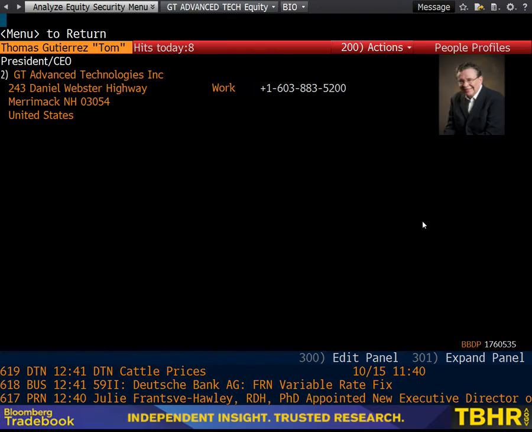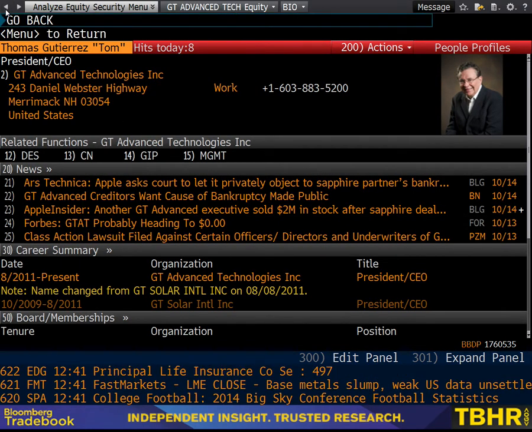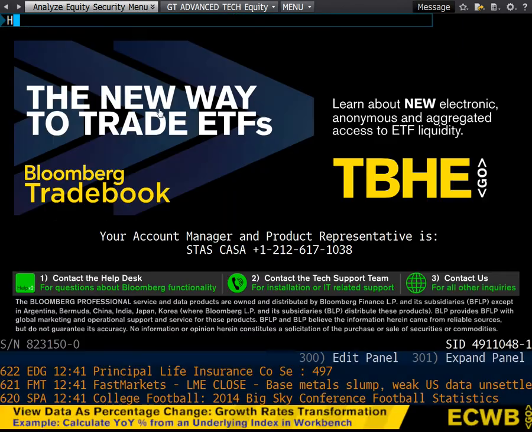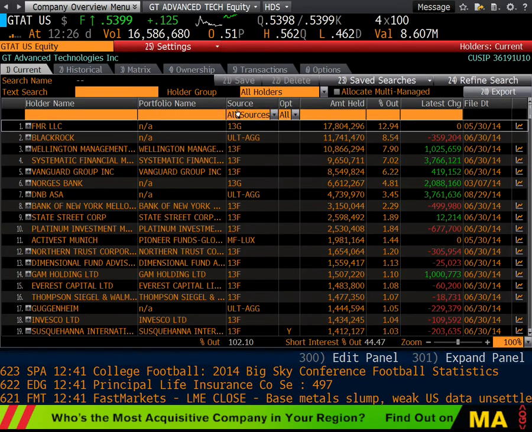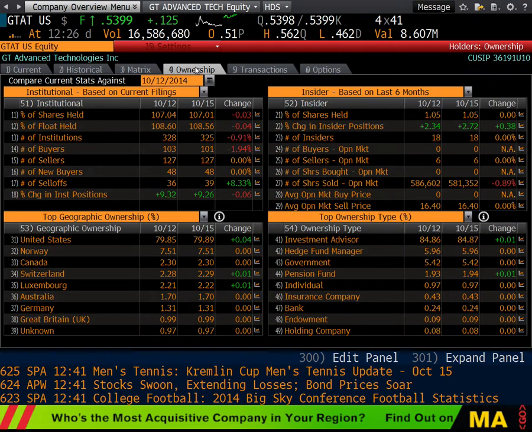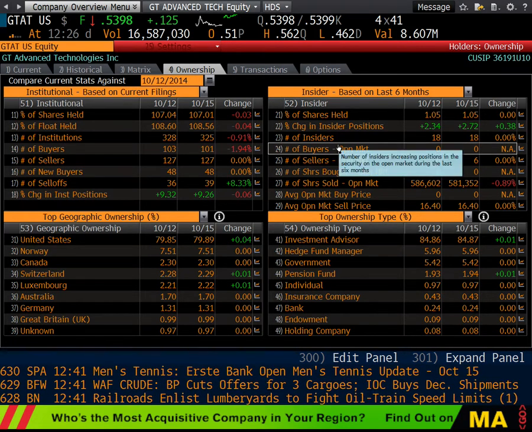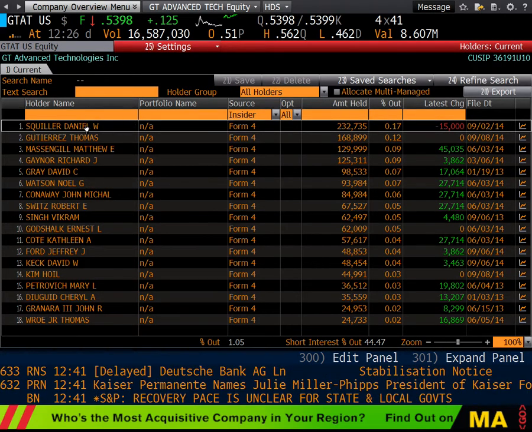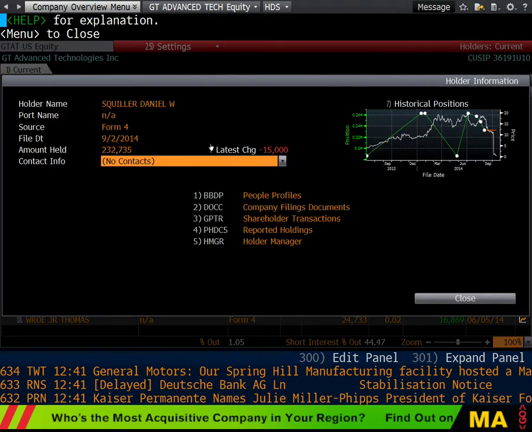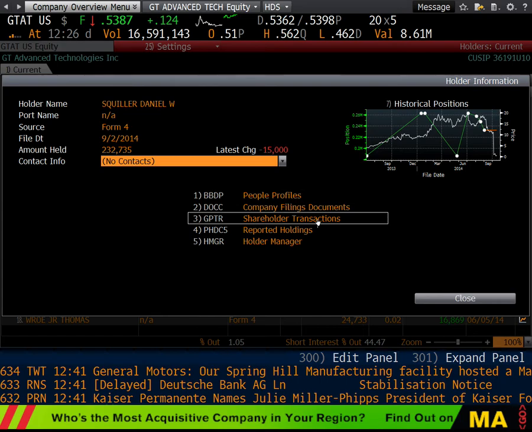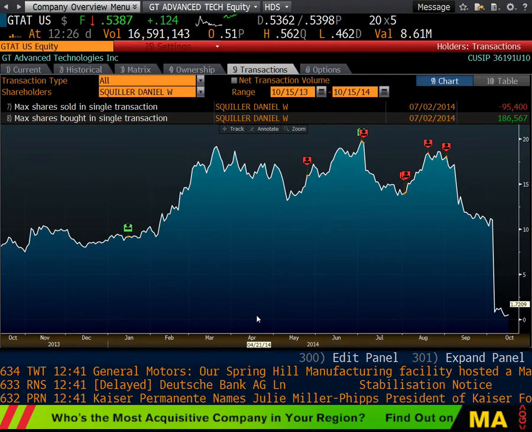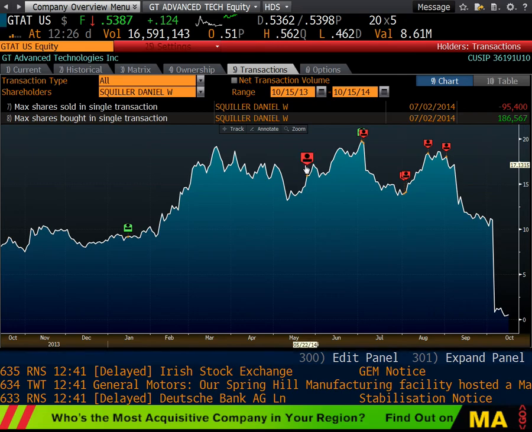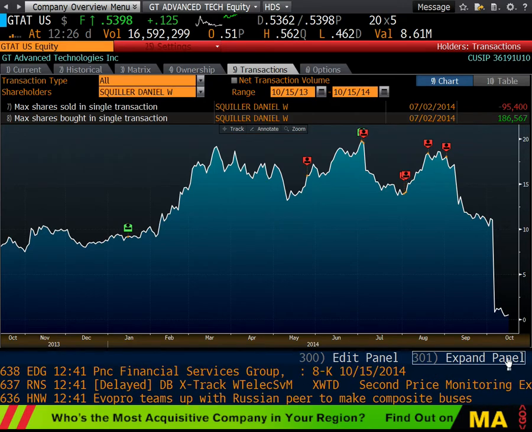It's Tom Gutierrez, Dan Squiller. Let's go back to Squiller. So HDS, you can get this going by holders, and you go to ownership, and then you can go to insiders, holder detail, and Dan Squiller is his name. He was the chief operating officer, and here are his shareholder transactions, a little graph. So again, this is March 2014: sell, restricted stock grant, sell, sell, sell, sell, sell, bankruptcy filing.